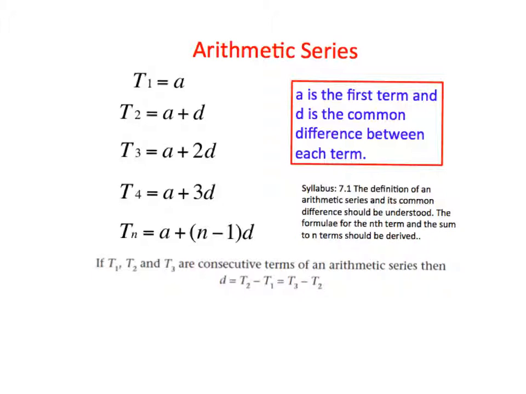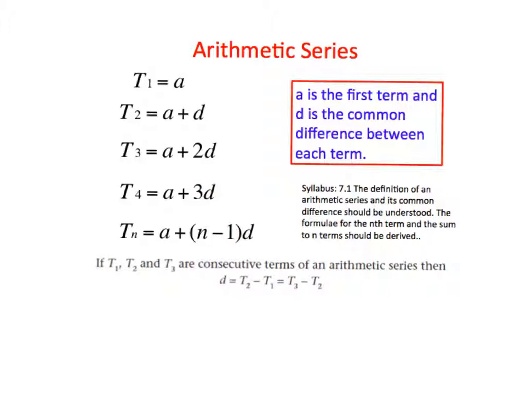So an arithmetic series is one in which there is a common difference between each term. D is usually the letter that we use for the common difference, and A is always going to be the first term. So if A is the first term, then T1 is A. And if we add on a common difference, the second term becomes A plus D. If we add on another common difference, you get A plus D plus another D, which becomes A plus 2D, etc. We're going to add on another D each time.